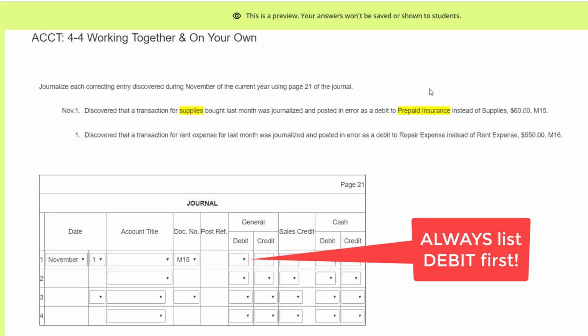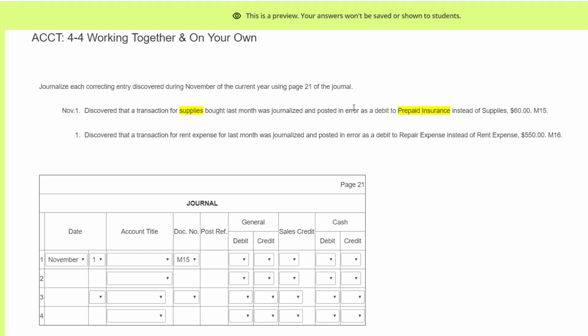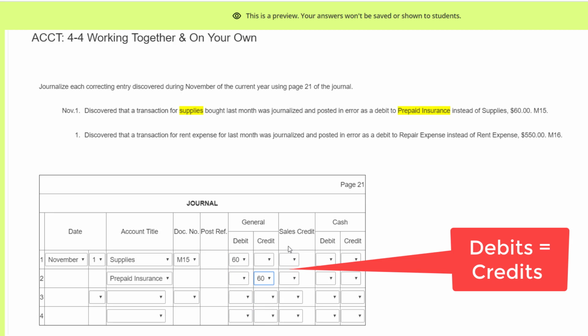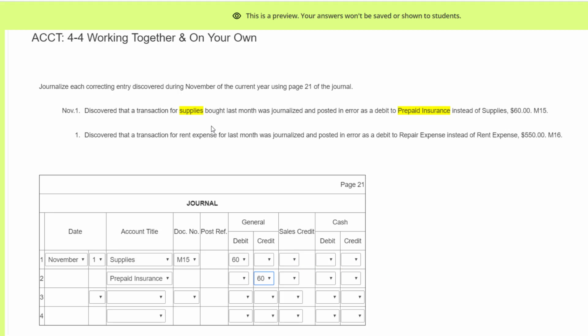And now I need to determine which one is the debit because that's going to go first. So it says that it was posted in error as a debit to prepaid instead of supplies. So I want to be debiting supplies. So I'm going to drop supplies in here and then prepaid insurance on the bottom. And my debit is first and my credit is second. And remember, I don't need to fill these out if I don't want to.